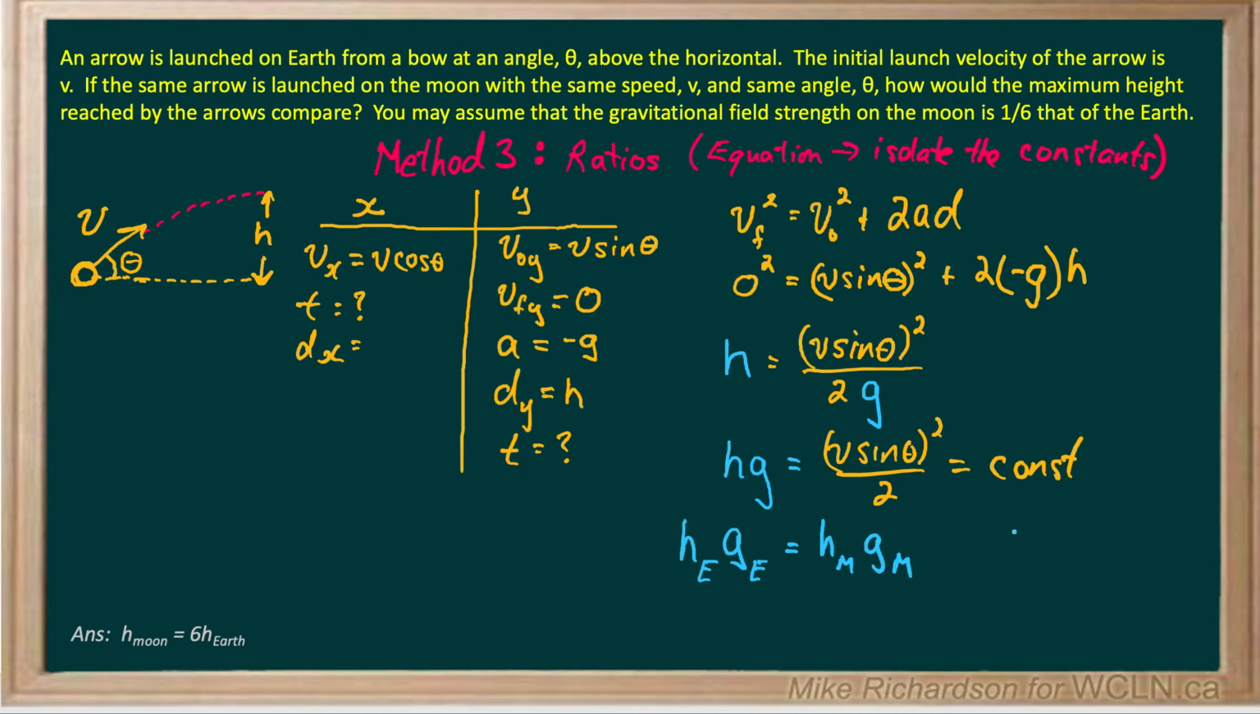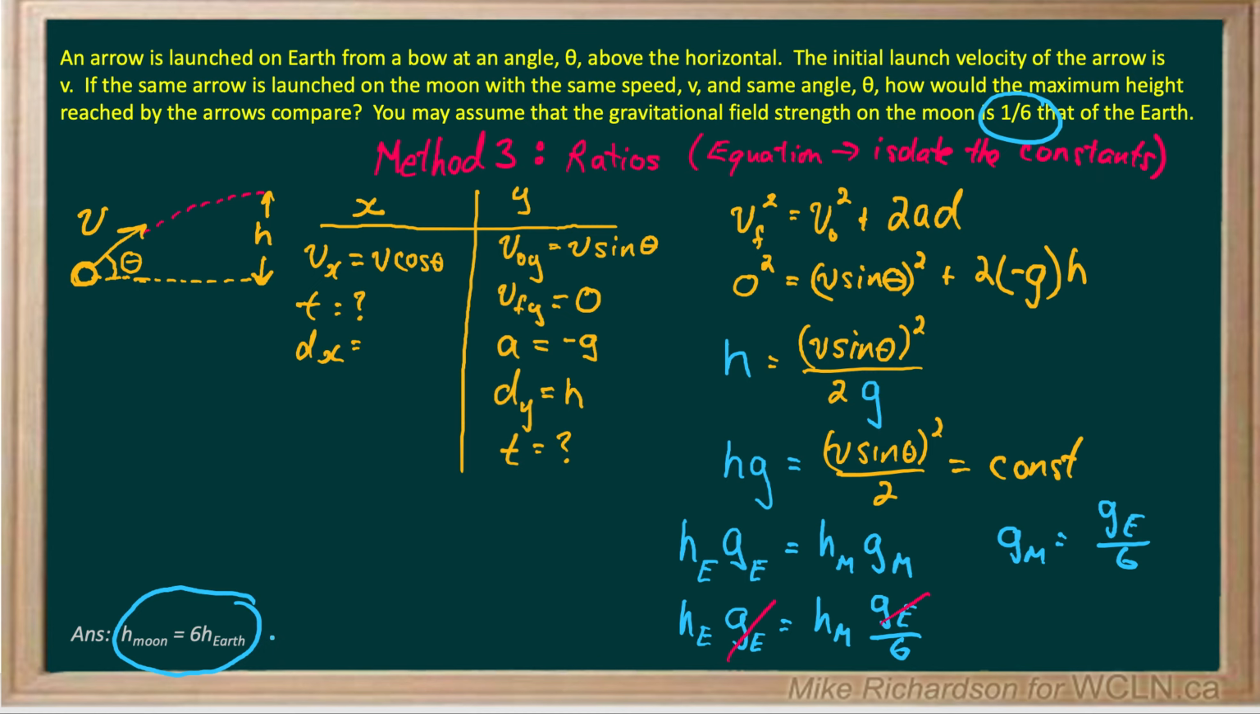Now we know that g moon is simply g Earth over 6, 1/6 that of the Earth. Plug that in. And I get h Earth g Earth equals h moon, and wherever I see a g moon, I'm just going to plug in g Earth over 6. Now notice I've got a g Earth on both sides, so those cancel, and I'm left with h Earth is h moon divided by 6. Or, if I solve that for h moon, it's 6 h Earth.